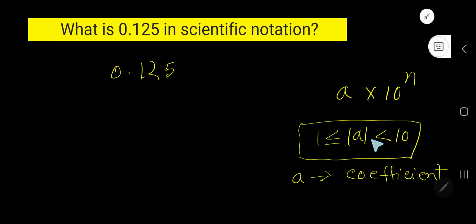a is a coefficient and its value is less than 10. n is an integer, it can be 0 or a positive or negative whole number.